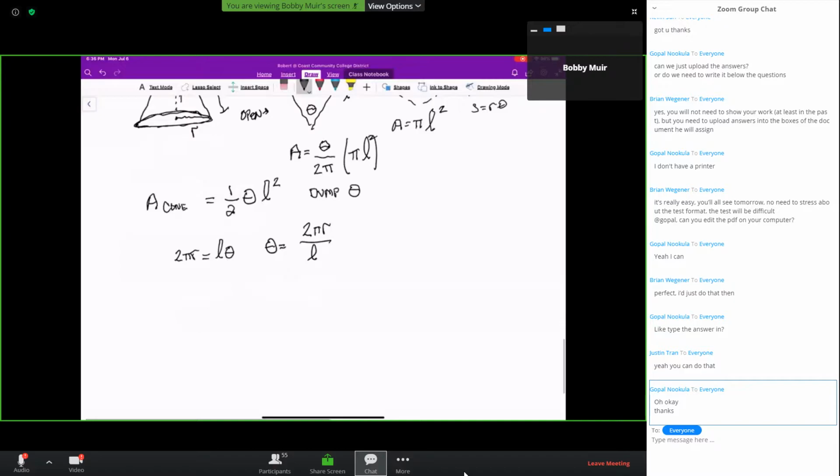So when I plug that in, the area of the cone is going to be the 1/2, and then the theta, which is 2 pi r over L, and then the L squared, which is going to be pi times r times L. And these are all parameters that we have.